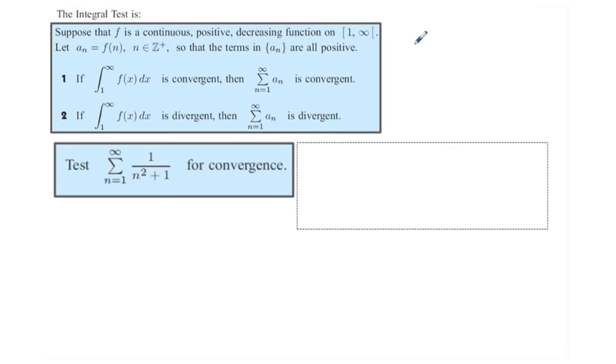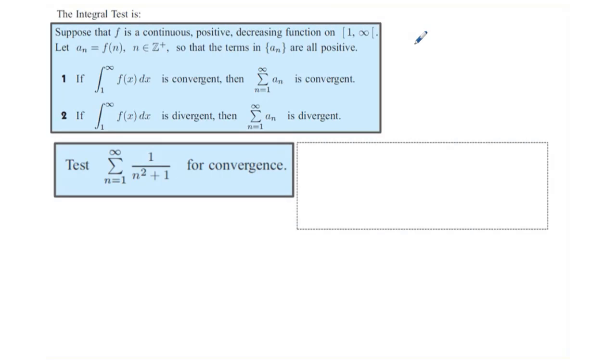Let a_n equal f of n. a_n is a sequence, where n is a positive integer, the natural domain of a sequence, such that all of the terms in a_n are positive. So it says if we turn the sequence into a function of x, so if the improper integral between 1 and infinity of f of x is convergent, then the infinite series of a_n is also convergent. If the improper integral is divergent, then the infinite series is divergent as well.